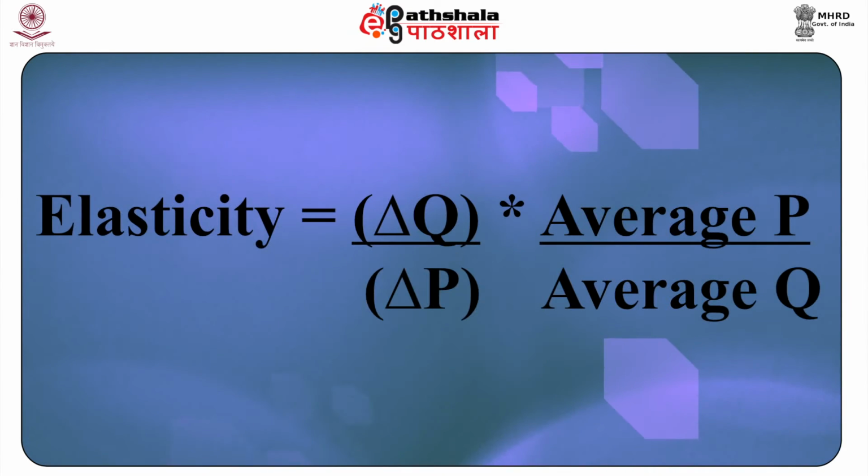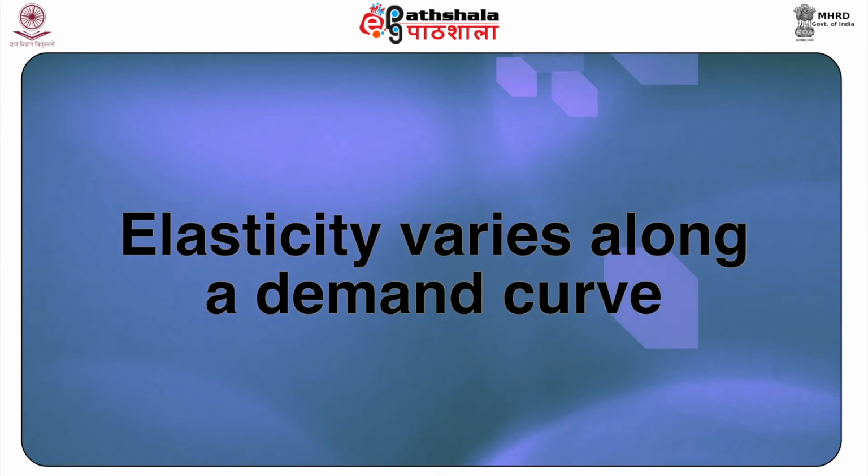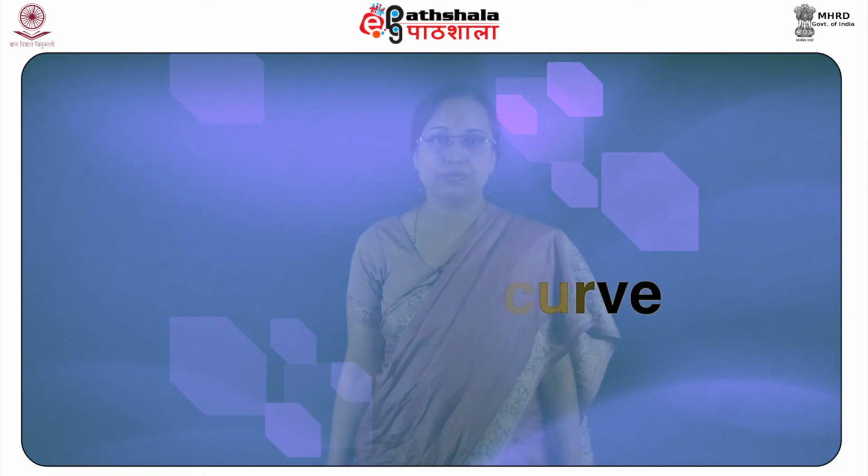To measure elasticity over an interval, the above formula gets modified slightly. Instead of taking P by Q, we now take average P divided by average Q. The formula becomes: elasticity is now change in Q by change in P multiplied by the average price divided by the average quantity. You should calculate arc elasticity using the information on price and quantity given in the above example. As to how we can measure elasticity along a demand curve.